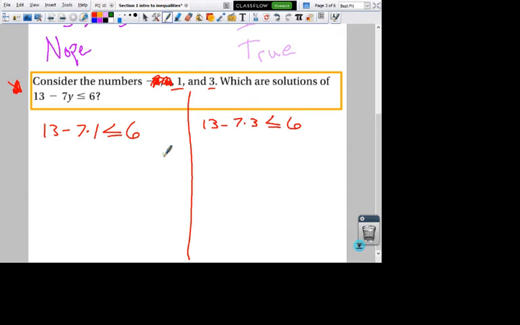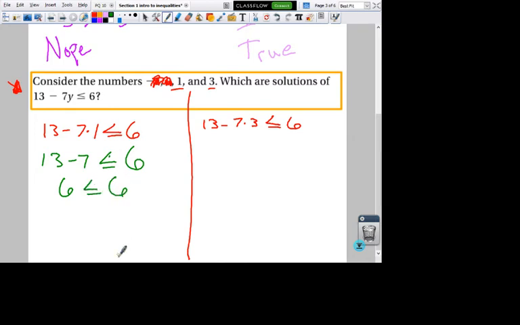All right, let's go over this. Susie, get us started on this first one. What are we gonna do first? Okay, so I have 13 minus 7 less than or equal to 6. And then let's keep going. Allison, what am I doing next? You're subtracting 7 from 13. What do you get? 6. Okay, so we have 6 is less than or equal to 6.